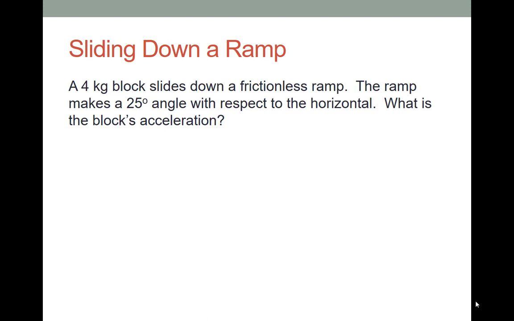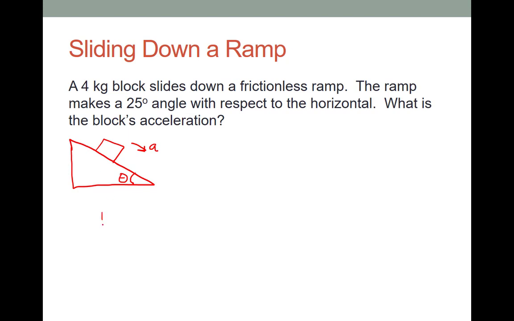Our first example deals with a block sliding down a frictionless ramp. The ramp makes an angle of 25 degrees with respect to the horizontal, and we want to know the block's acceleration. To begin with, I'm going to draw a picture. Here is the ramp. This angle is the 25-degree angle. For the moment, I'm just going to call it theta. Here is the block on the ramp, and it is going to accelerate down the ramp.